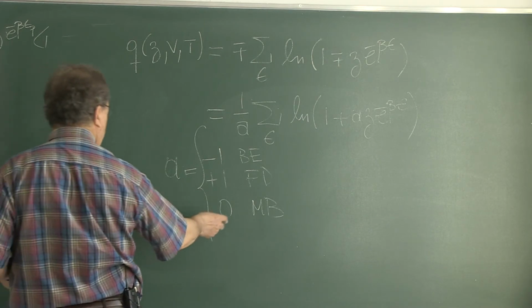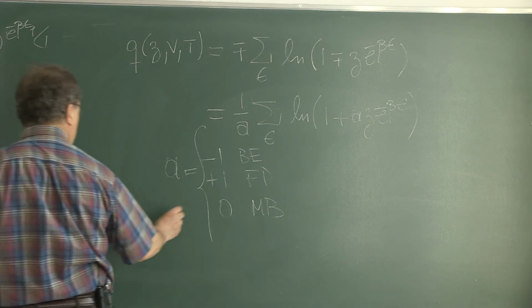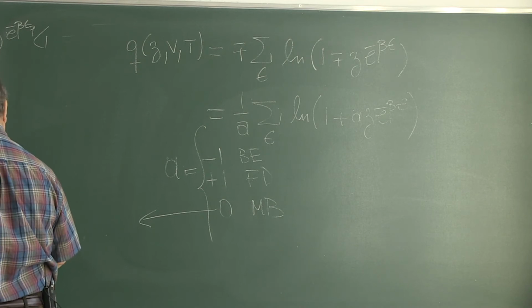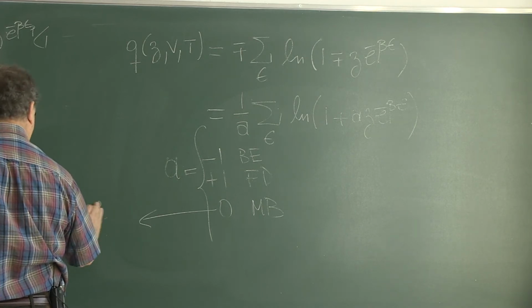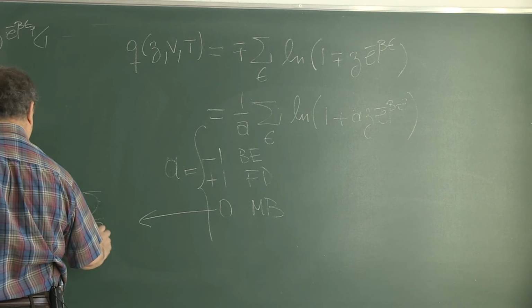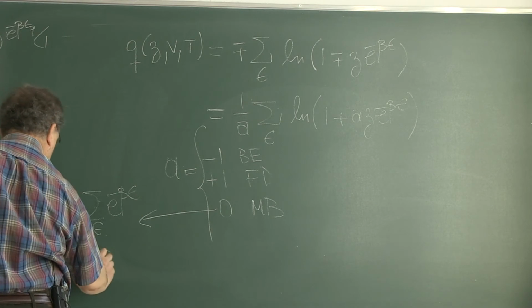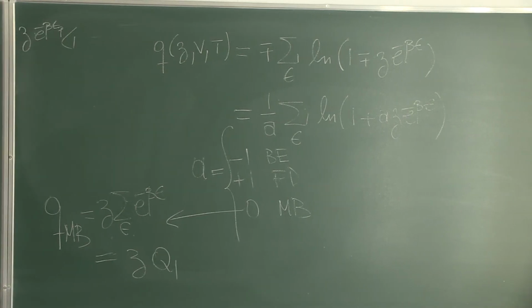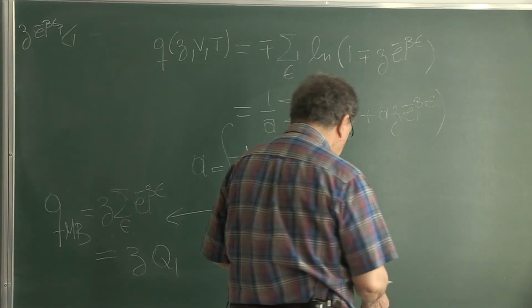For the classical case where A goes to 0, you can write Q for Maxwell-Boltzmann as Z times the sum over all energies of e to the minus beta E, or Z times Q1. And we have done this before. Okay? That's the classical case.